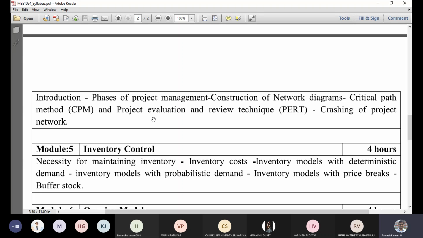So many people have developed another, probabilistic method called program evaluation and review technique. So it's basically a usage of probability. It has 3 times. One is called optimistic time, and most likely time, and pessimistic time.